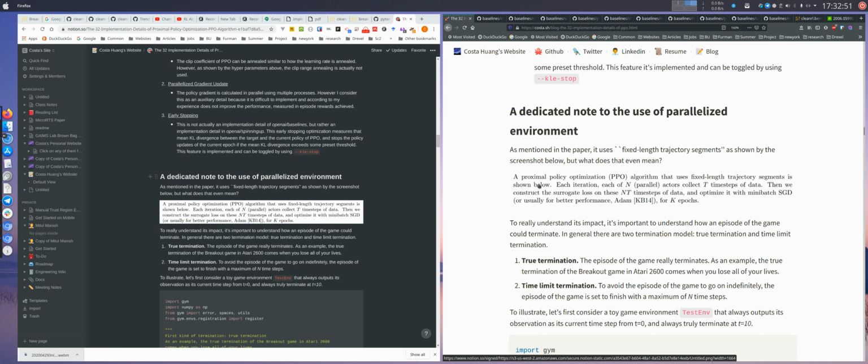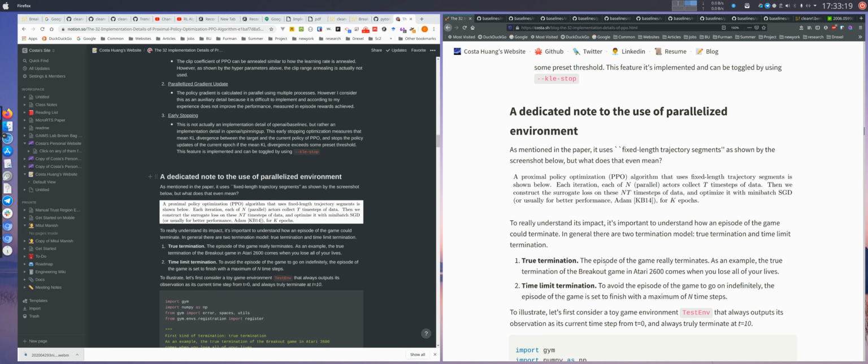So to really understand what the parallelized environment means, it's important to understand how a game could terminate. In particular, a game doesn't always terminate at t time steps, right? It could go on for, I don't know, t plus 5 or t minus 1. Usually the game has a variable number of time steps that you could run.